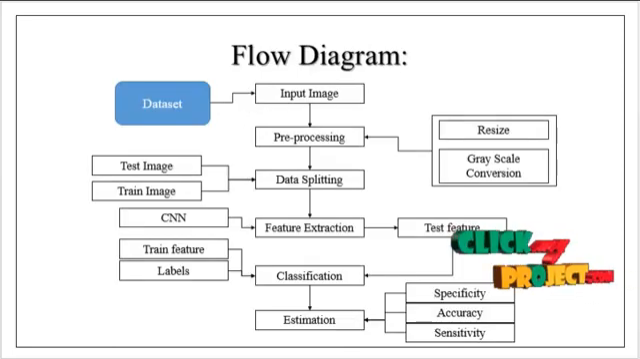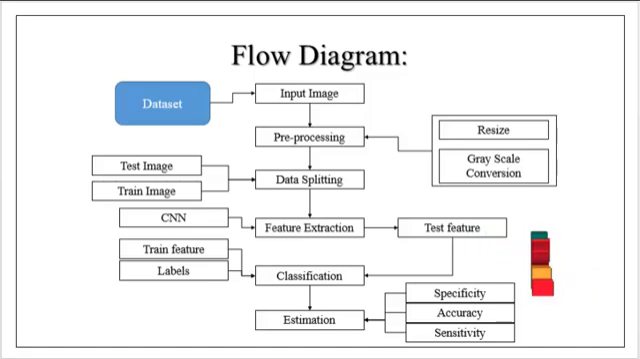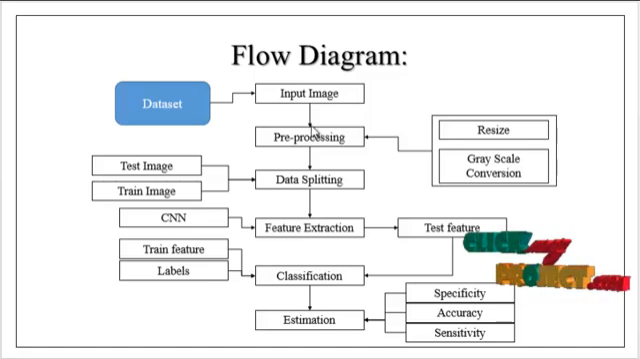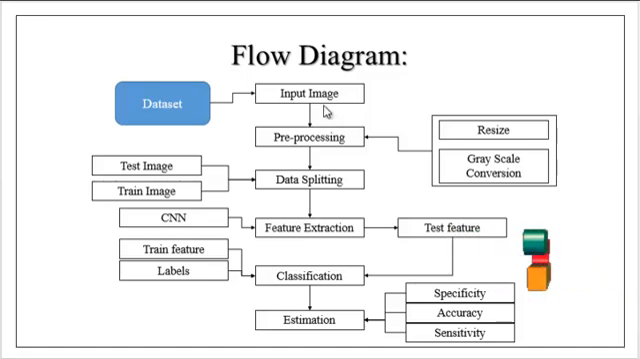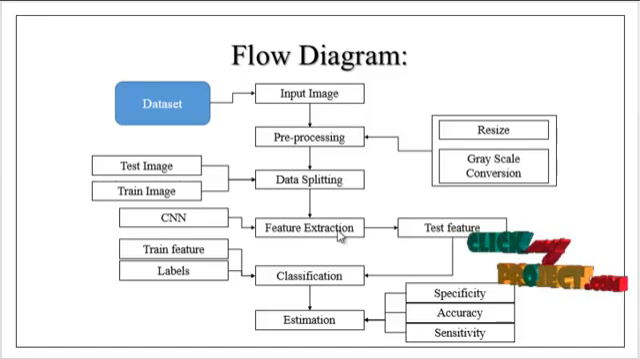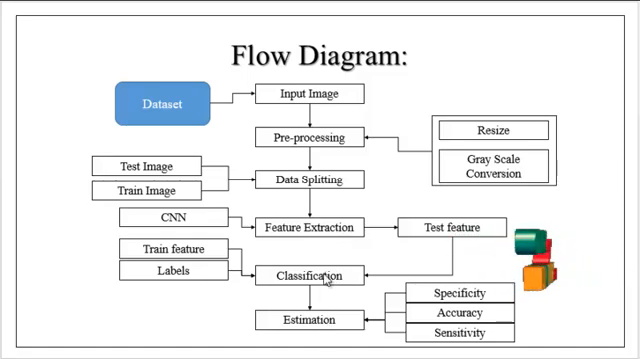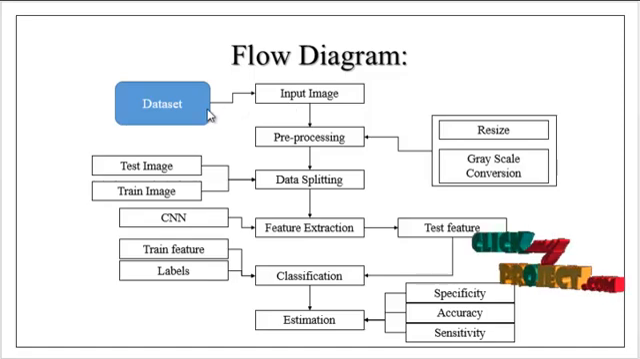Now we are going to discuss the flow diagram of the process. This is the overall working flow of this project. This project consists of the modules such as input image, pre-processing, data splitting, feature extraction, classification, and finally performance estimation. At first, the input image is taken from the dataset. The input image may be a cancerous or a non-cancerous image. So the user can select any one image from the dataset.